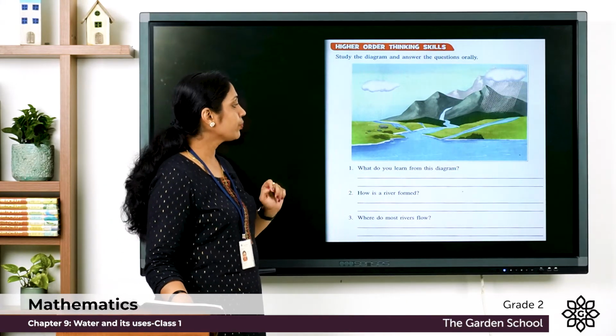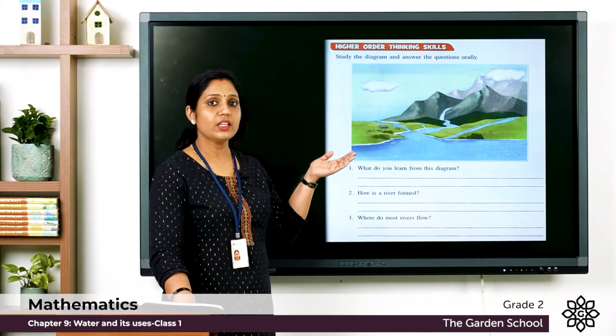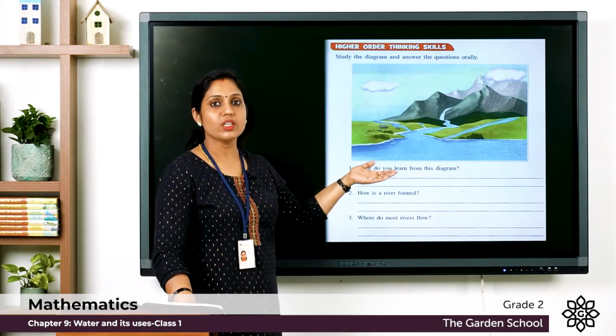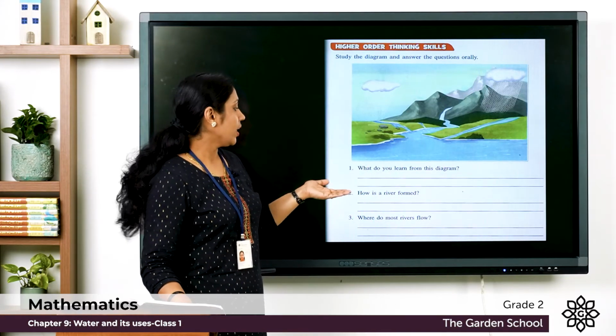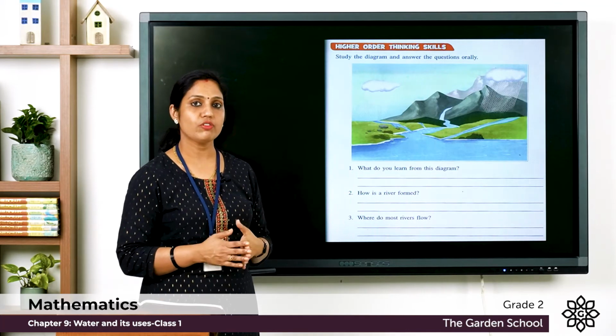Look at the first question. What do you learn from this diagram? So what do you learn? Rain is a major source of water, and when it rains, the water flows into rivers and is collected here. And the second question is, how is a river formed? So how is a river formed?